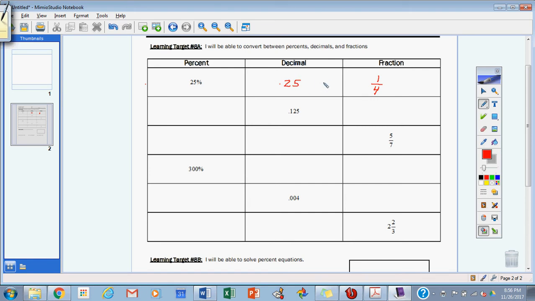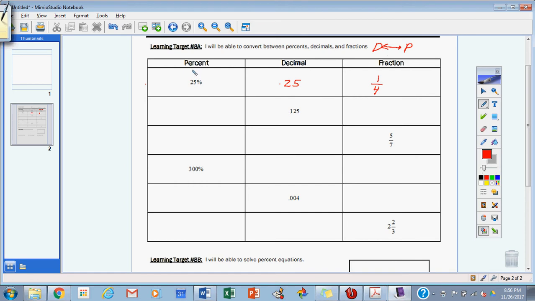Okay, well, here's the deal. What comes first in the alphabet, D or P? Hopefully you're saying D. All right, I'm going to give you a little visual that I'm going to use here to hopefully help you. Here's D and here's P. If you're ever going from a decimal to a percent, you move the decimal to the right. But if you're ever going from a percent to a decimal, you move it to the left. And you always move it 2 places, okay?